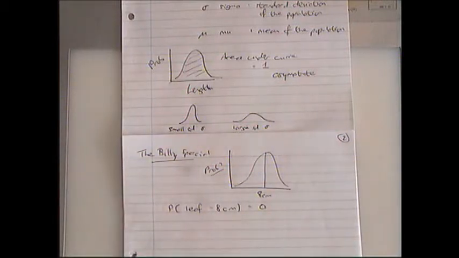Yeah, remember, Billy is our expert. Probability of it taking any specific value is 0. You will never find a leaf that is exactly 8 centimetres long. I'm guaranteed to get that wrong in the exam. You could always, in theory, measure it more and more accurately and find out actually it's 8.00000000001 or something like that.